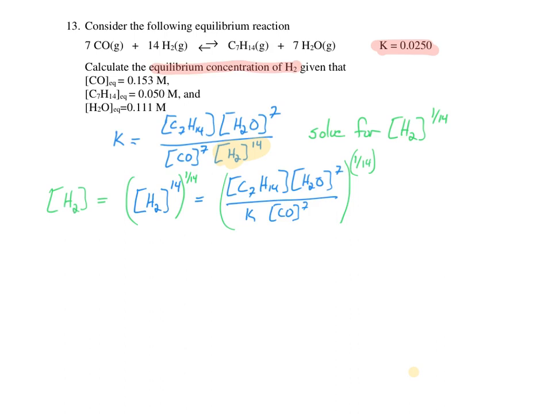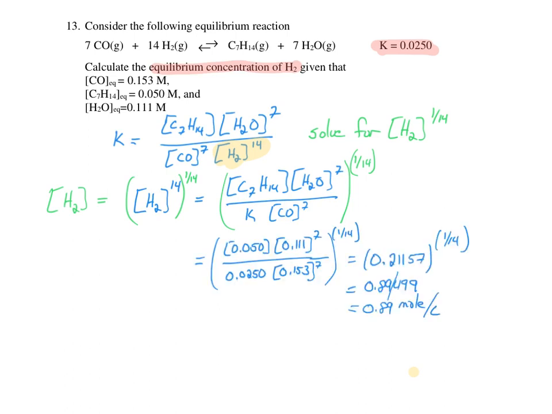Now we can substitute in our numerical values from the problem and solve for our equilibrium concentration of H2. So here we've substituted in our numerical values from the question statement. Now using our calculator, we get a numerical value for all of this on the inside. When you do it, you should get this value here, 0.21157. And we're going to raise this value to the 1/14th power.